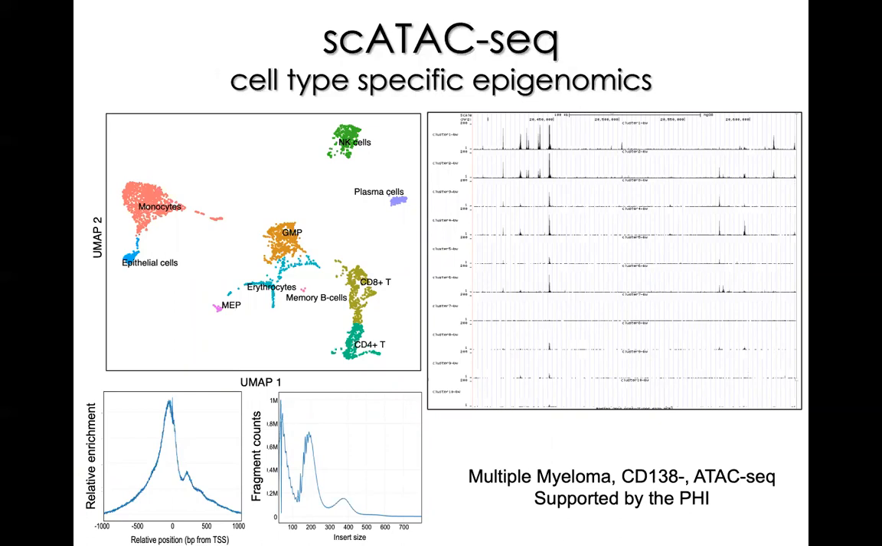This is one of the examples we have done for single cell ATAC-seq, on multiple myeloma patient samples. You can see many different cell types being identified. More importantly, this shows the relative position of the signal away from the transcription start site. We can see a strong enrichment, which tells us this is good data. That is what you are going to expect from scATAC-seq. Also, in terms of fragment sizes, you can see a nucleosome-free region, one region that spans one nucleosome, and one that spans two nucleosomes. This gives a good indication of good data quality.